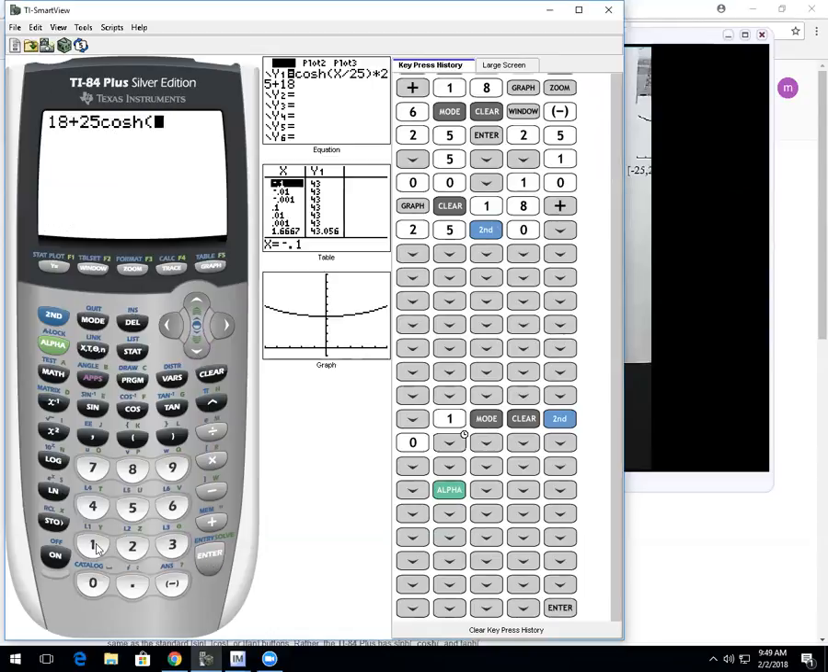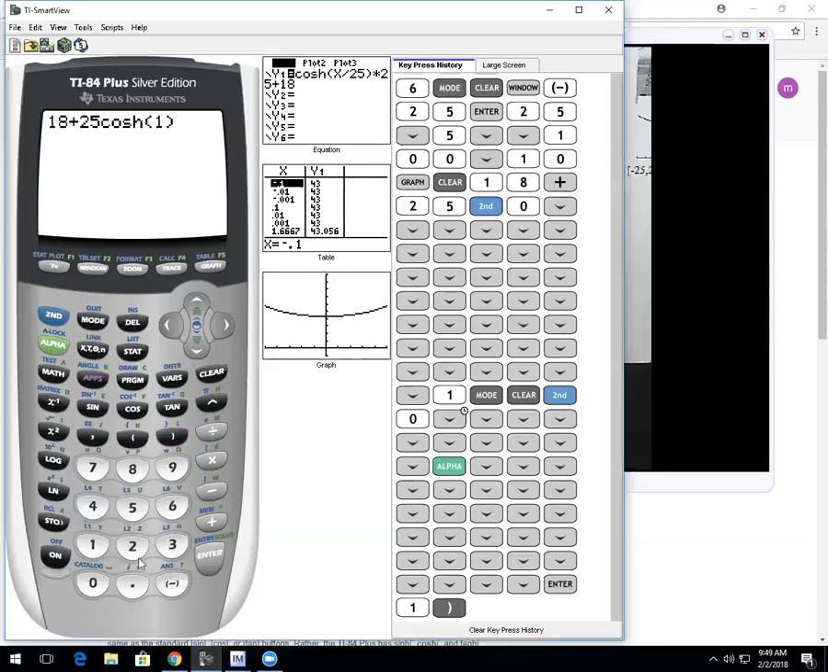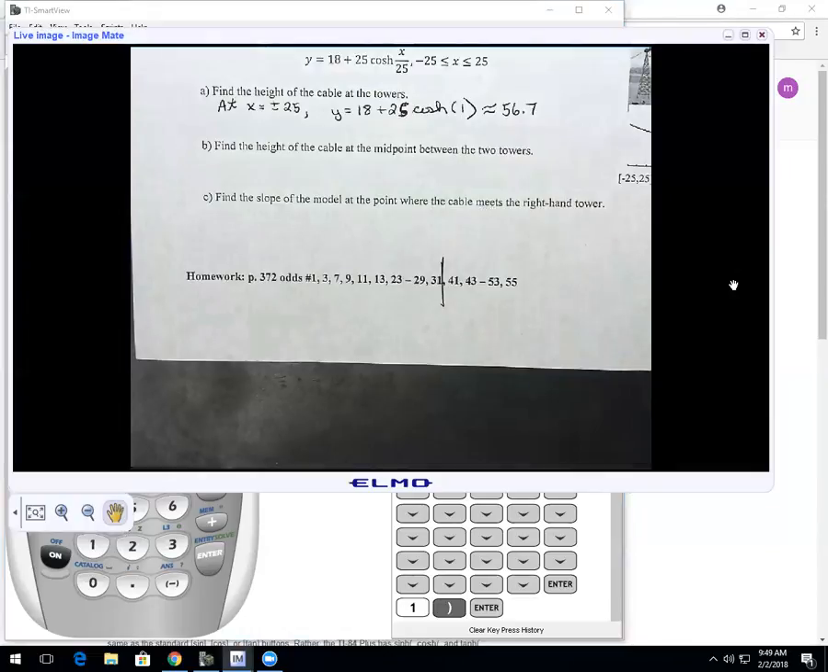Enter. Cosh 1. Ta-da! About 56.6. If you really want to be exact, it's 445,544 over 7,875, which is e to the pi x times something. I suspect for the cable dudes and dudettes, 56.6 is probably good enough, or 56.7 is probably good enough.